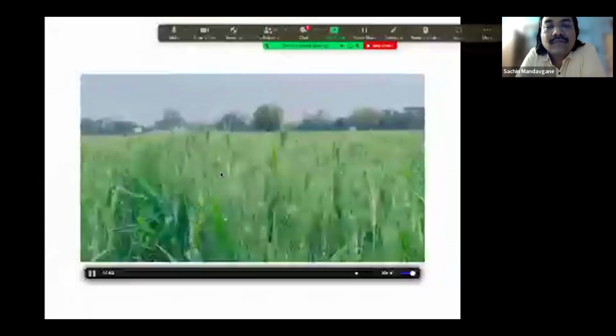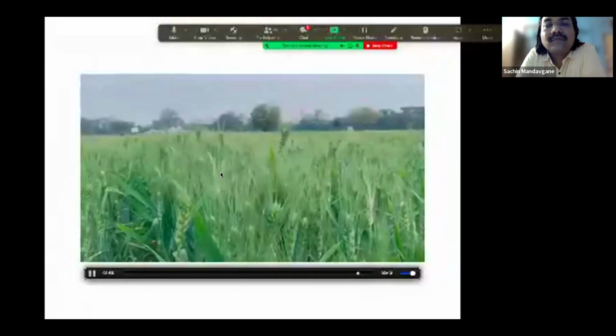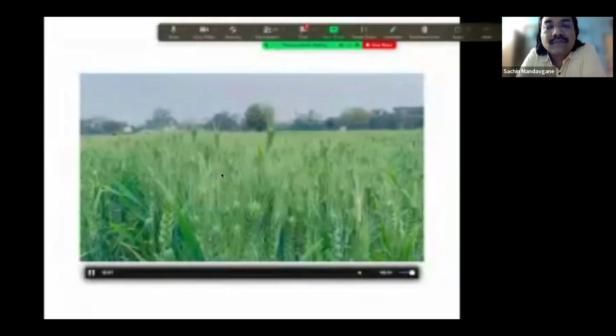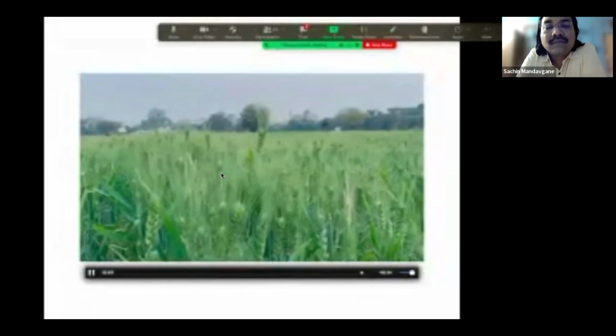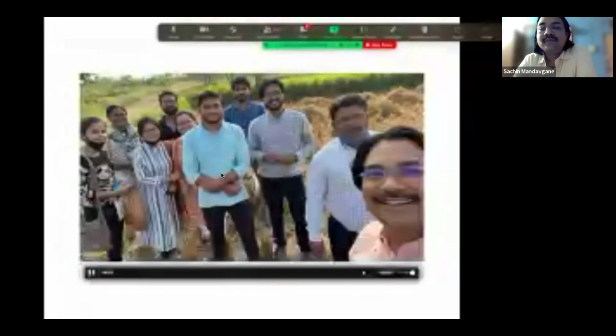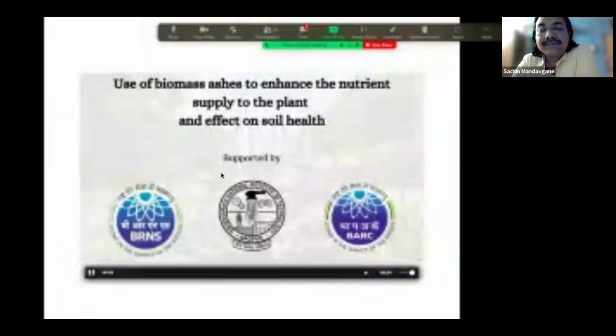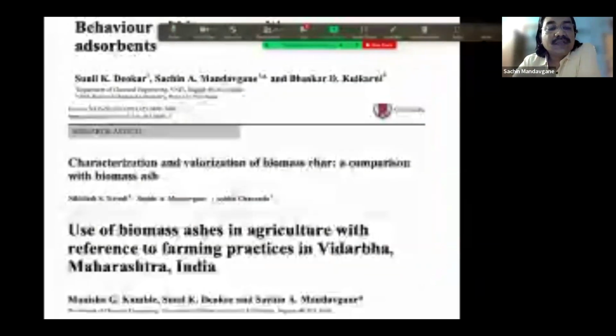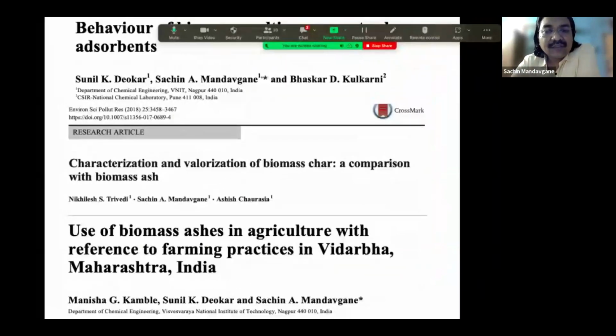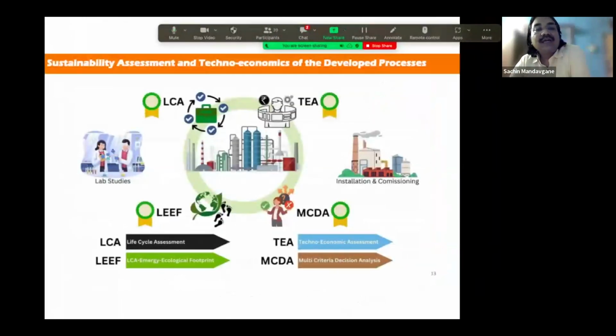When biomass ash granules are used for experimental trials in private farms, it is found that the soil health and plant nutrient uptake are improved. And these are a couple of papers about biomass ash used in agriculture and its characterization. Whatever I spoke is all about the experimental work.